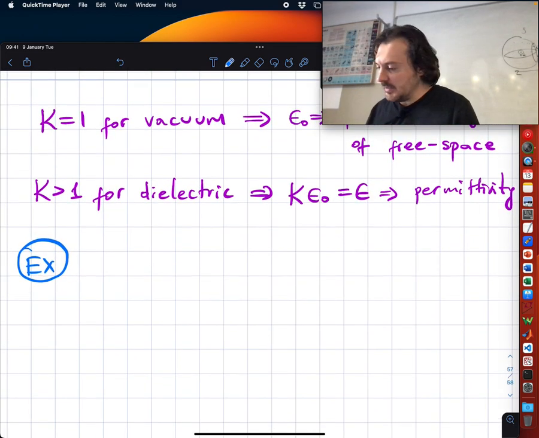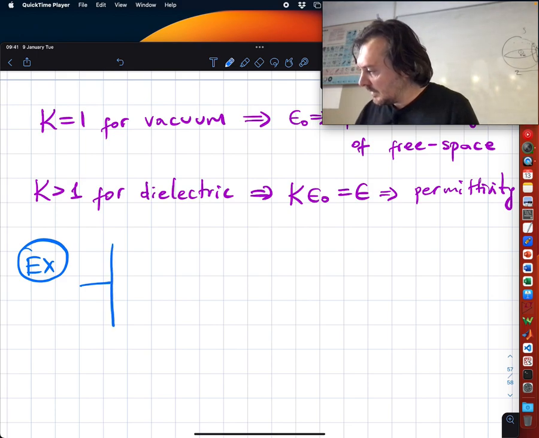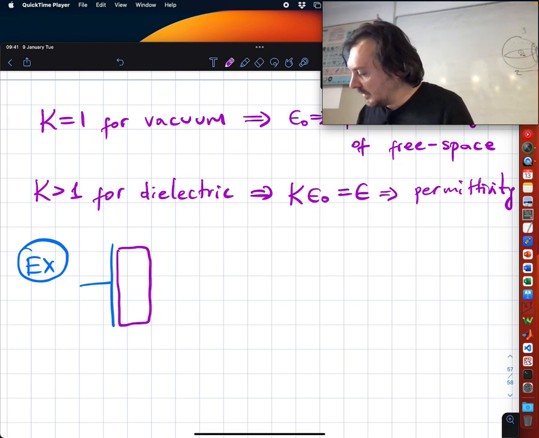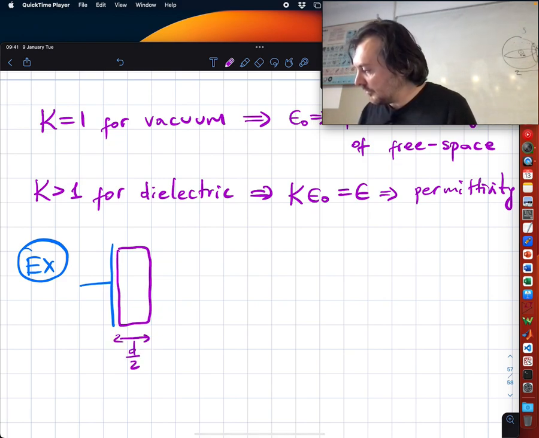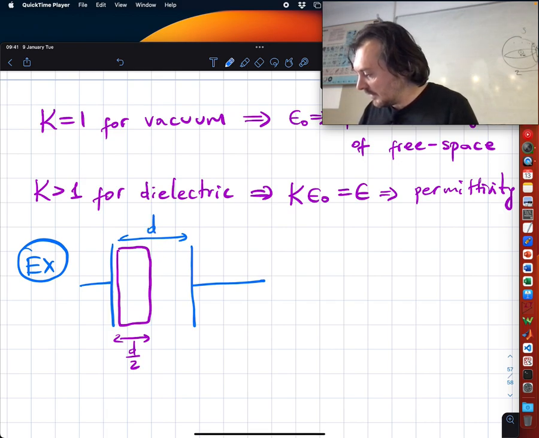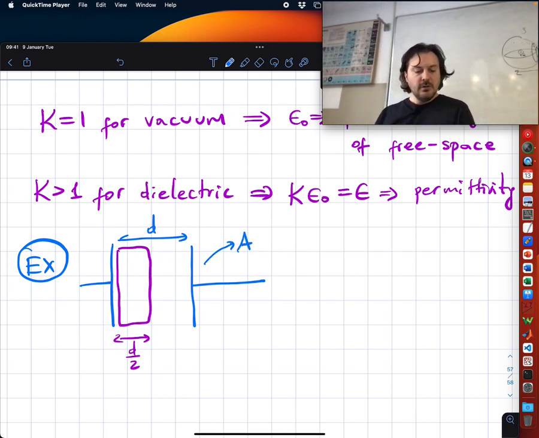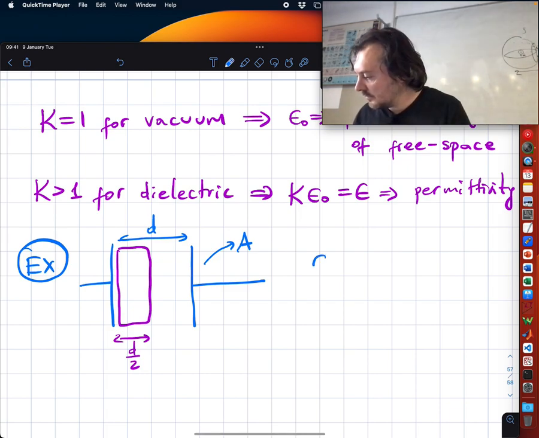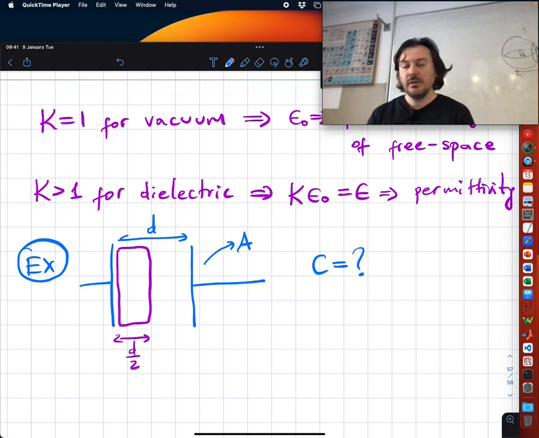Let me give you this example. I have a parallel plate. I put a dielectric here, but it's not all the way through. It's going d over 2 here. This is the whole system. This is d, and this is A. The area is A. What is the capacitance? Do you understand the question?